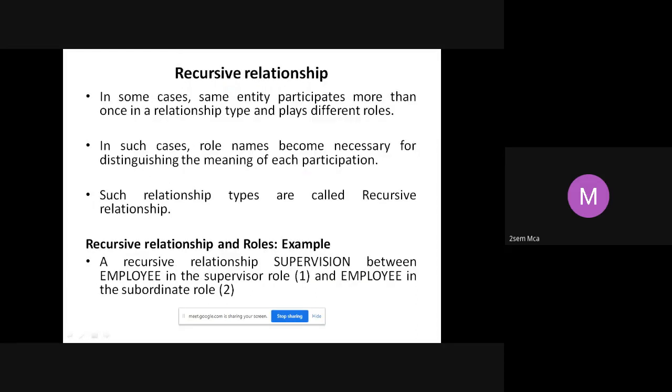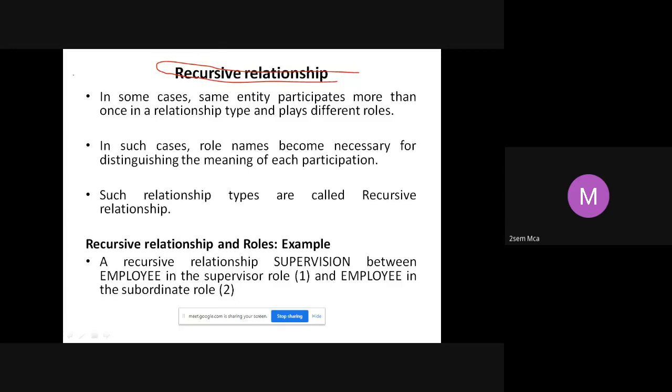We have a very important concept called recursive relationship. We have seen relationship. Recursive relationship means the same. We have seen what works for means. There are two different entities which are participating. Employee is an entity, department is an entity. These two entities are participating in the relationship works for.